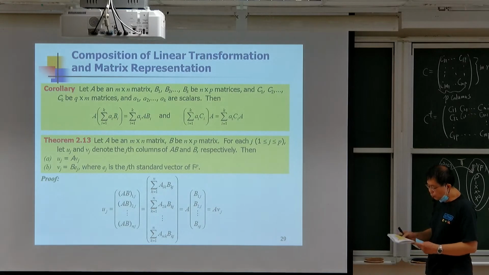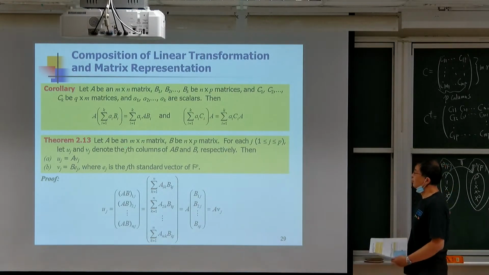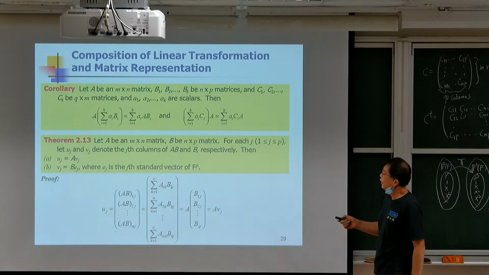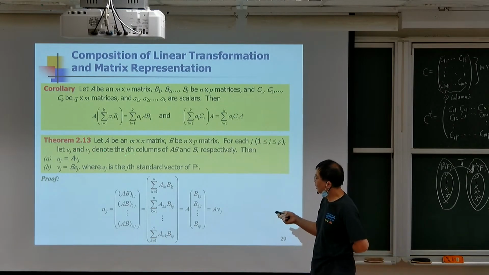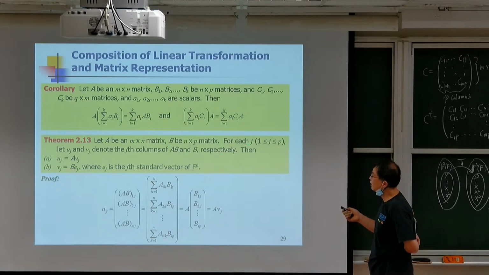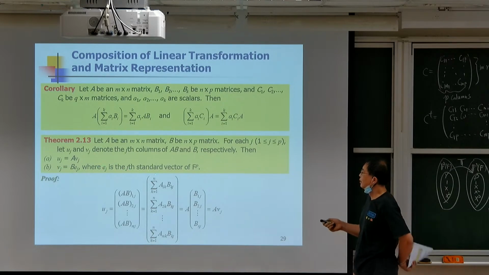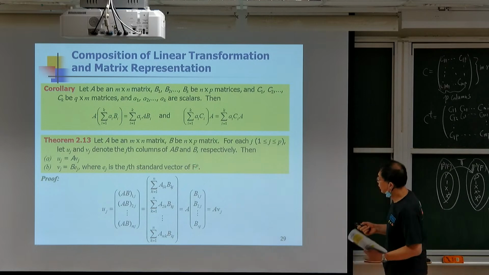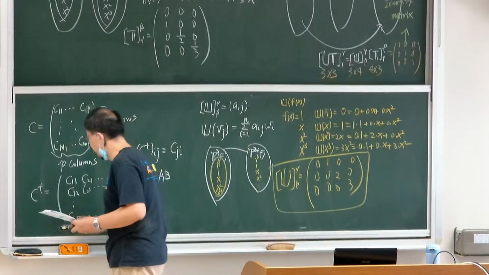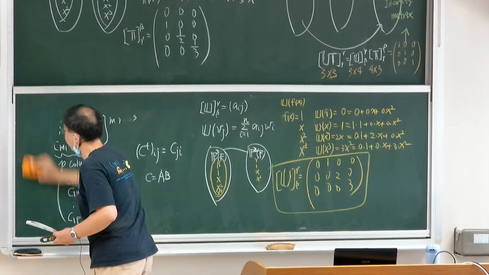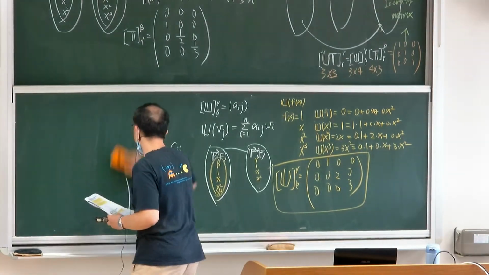And then for theorem 2.13, it says that A is an m by n matrix and B is an n by p matrix. And for each j from 1 to p, let uj and vj denote the jth columns of AB and B respectively. Then uj equals A times vj, and vj equals B times ej, where ej is the jth standard vector of Fp. So what are we going to prove here? Let's just read this theorem carefully.